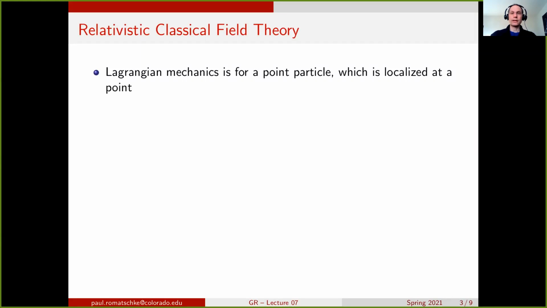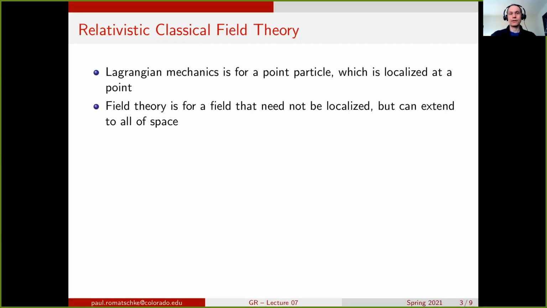The point particle is a concept where we have something that's localized at one point in space. Field theory, by contrast, is a concept that applies to a field, so something that's extended in space. So it can, in principle, extend over all of space. It does not need to be localized to a point.